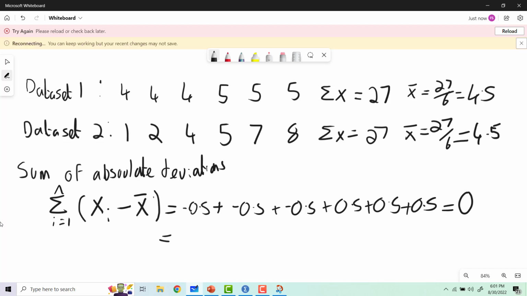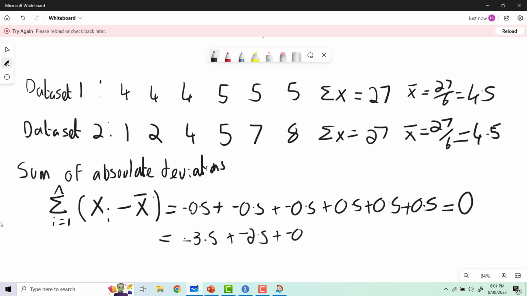And for the second one, it's going to be very, very similar. So 4.5 minus 3.5, plus minus 2.5, plus minus 0.5, plus 0.5, plus 2.5, plus 3.5. It's the positive and the negative. They basically just cancel out. It's kind of almost from the definition of the mean. So that's not really helping us very much.